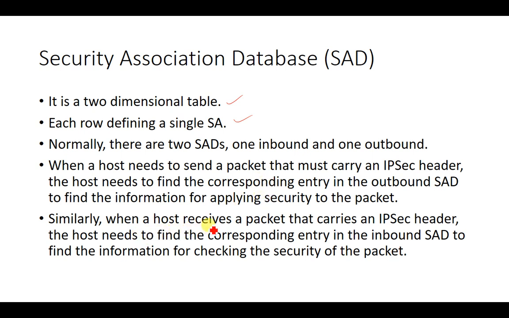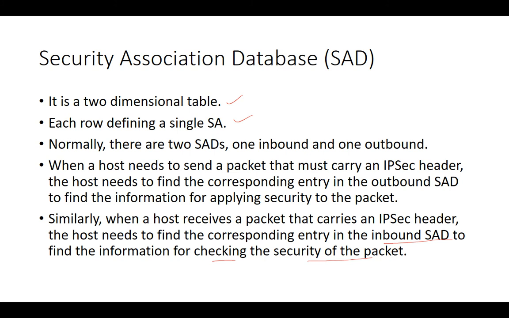Similarly, when a host receives a packet that carries an IPSec header, the host needs to find its corresponding entry in the inbound SAD, because it has an inbound SAD which shows from whom it is receiving the messages, to find the information for checking the security of the packet. So this is how things are communicated using the security association database.